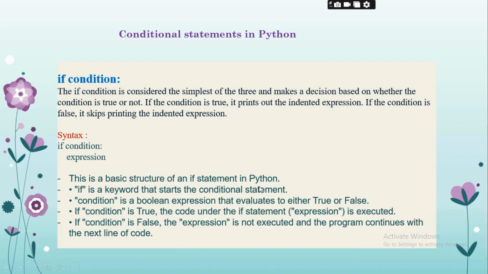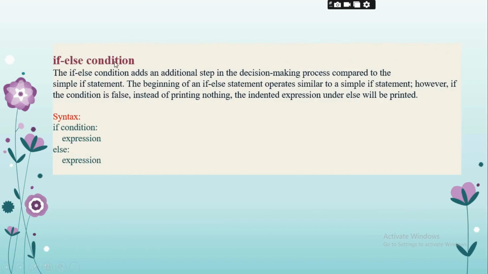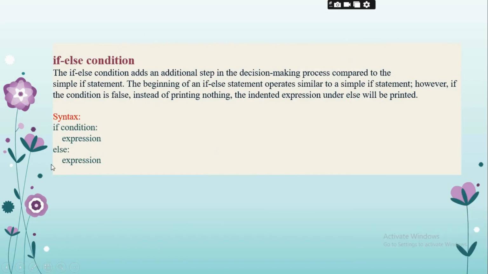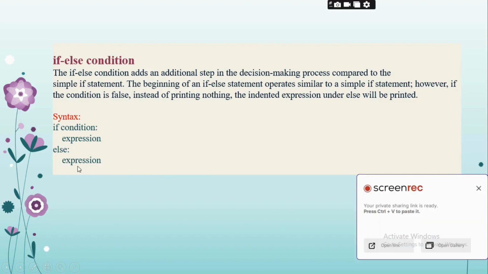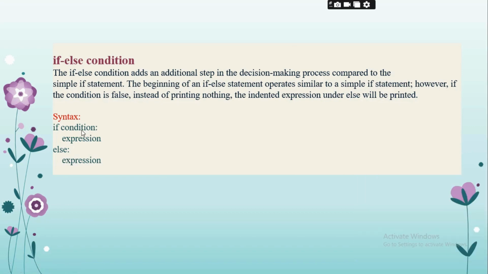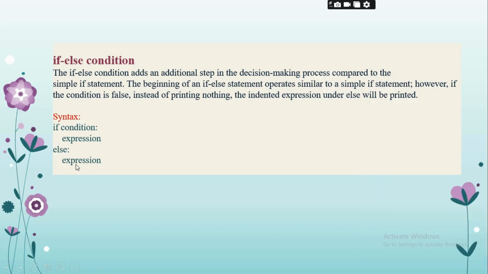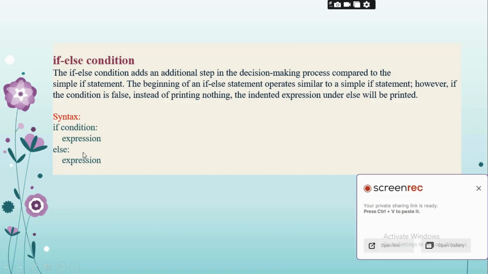Moving to the next slide, the if else condition. If the condition is false, it will go to the else condition, and whatever expression we have given there will be executed. Here we are giving something like x is equal to 5. If x is not equal to 5, we go to the else statement and print the expression we have in the else statement. Only if it is false will it go to the else statement, please remember.